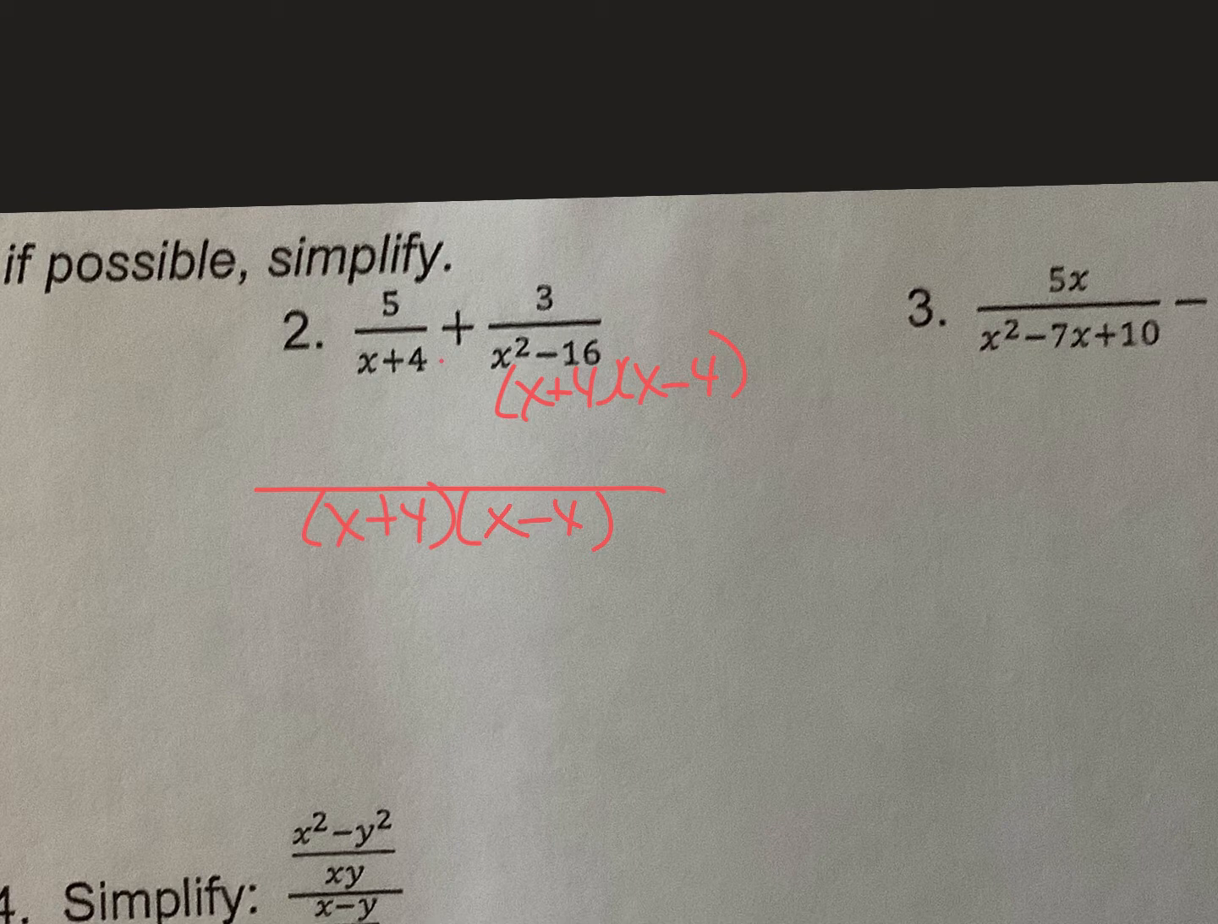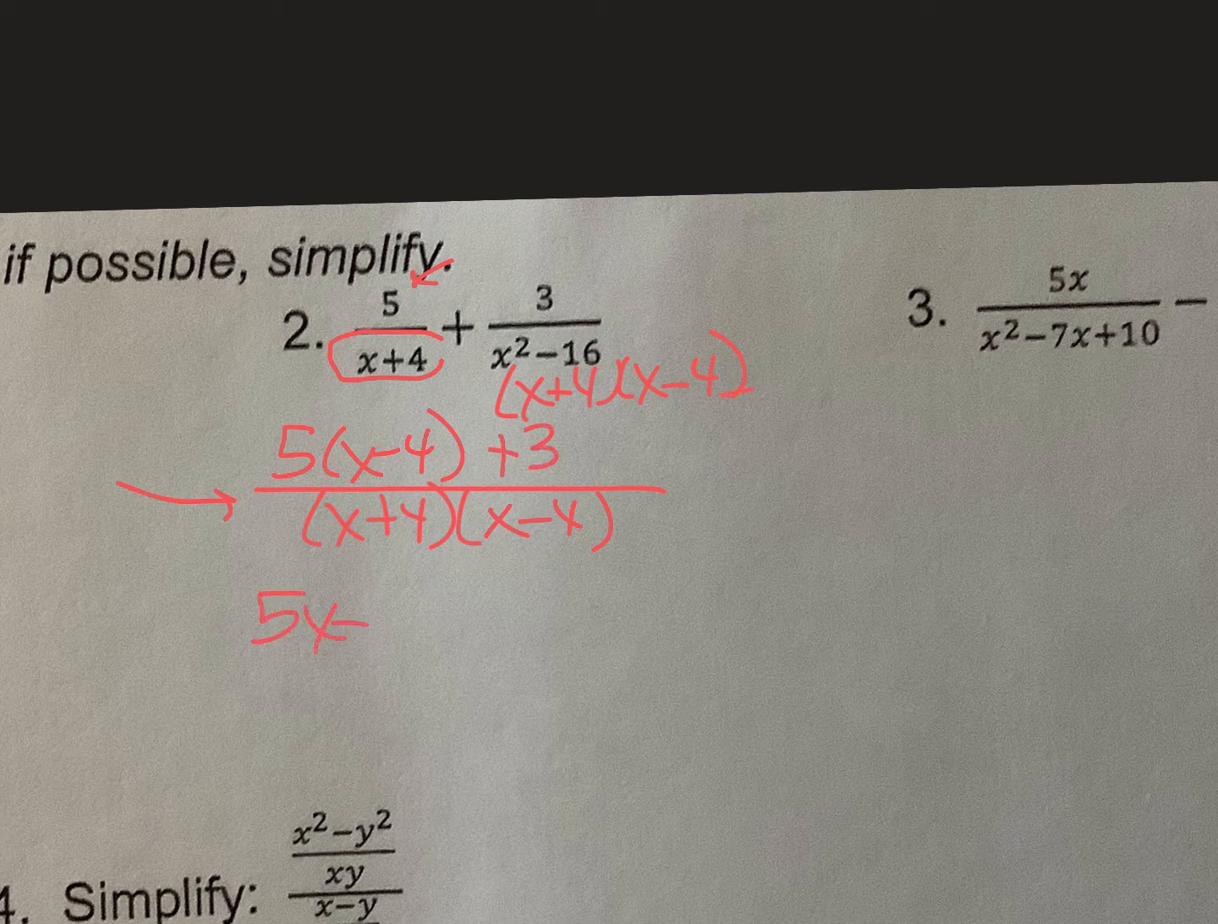All right, look at your first fraction. Look at the denominator. What does it need to look like this? It needs an x minus 4. That's what you're going to multiply the numerator by. Okay, so I'm going to do 5 times x minus 4. The second fraction has both. It needs nothing. So I'm just going to bring the 3 straight down here.